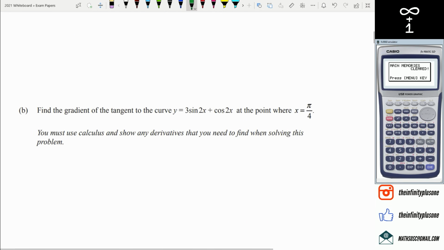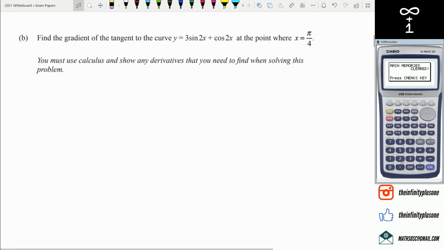All right, let's go to question B. So question B is we need to find the gradient of the tangent to this curve. So the first step is to differentiate, and then we're going to try and find out the gradient. Okay, so because I'm trying to find the gradient, I'm just going to rewrite this as f of x. And I've got 3 sine 2x plus cos 2x, which is the original equation. And I'm going to differentiate this.